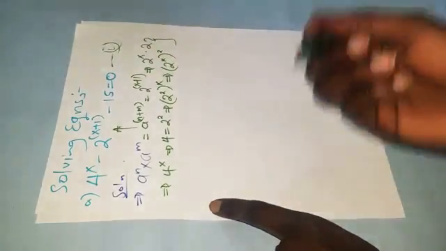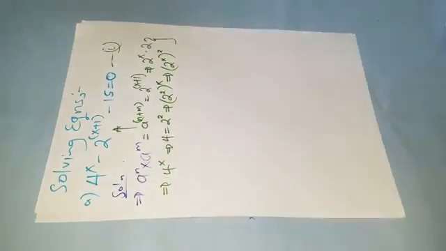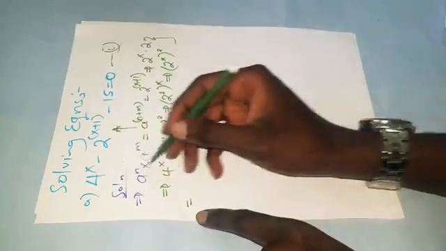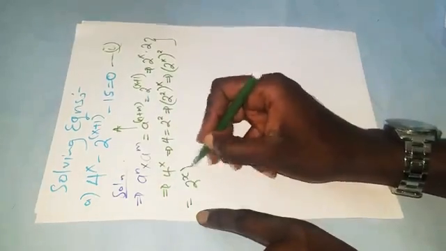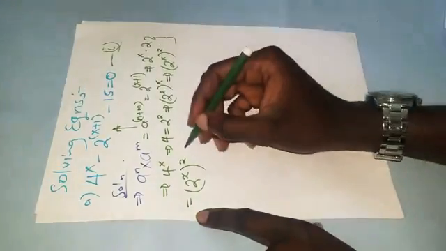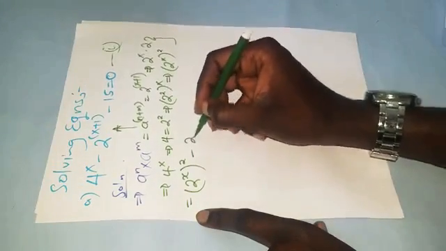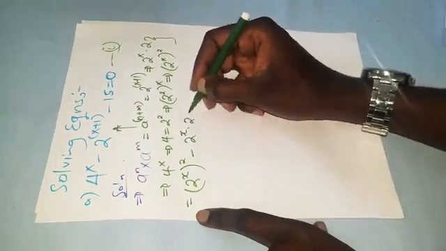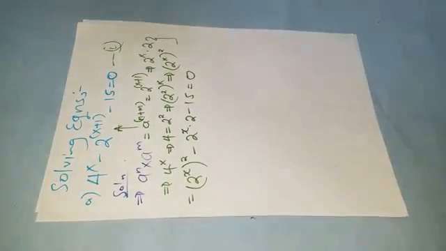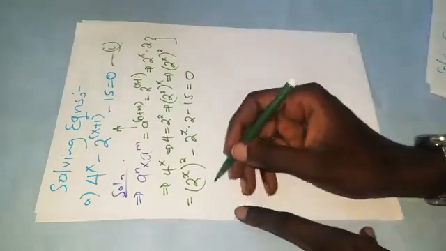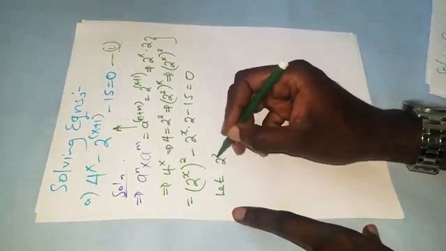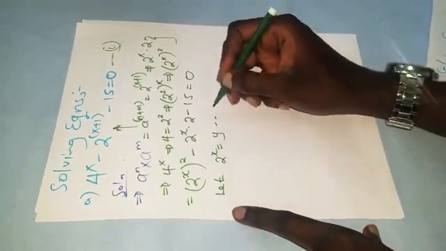And 15, we have nothing to do about it, so it shall stay the way it is. So this we shall have 2 power x all into another power 2, minus 2 power x times 2, minus 15 equals 0. So when we have that, we can let our 2 power x equal y, and you can call this equation 1.